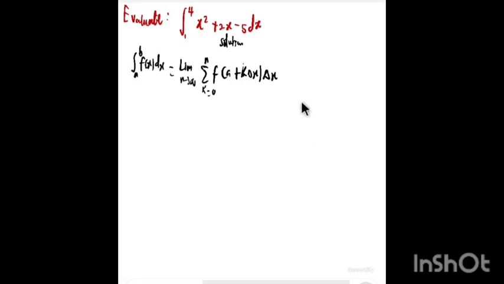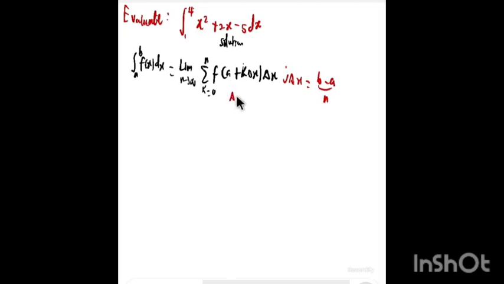And then recall that this change in x is equal to the difference between the limits over n, that is b minus a over n. So that is the change in x in the formula. Now let's move on to solving the problem. We all know our a in the problem: a is 1, while b is 4. So definitely we can find change in x.